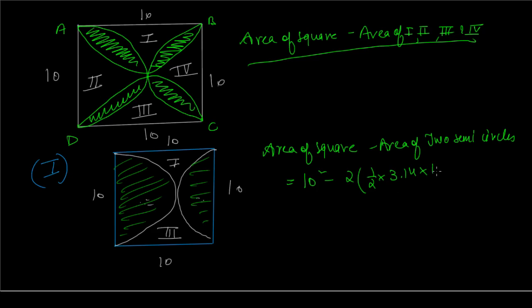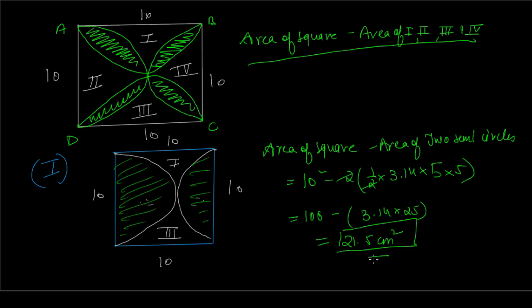R square is again what? 5 into 5, because it is half of this. So the 2s cancel. 100 minus 3.14 into 25. 3.14 into 25 comes out to be 78.5. 100 minus 78.5 will be 21.5 centimeter square. Right? 21.5 centimeter square.